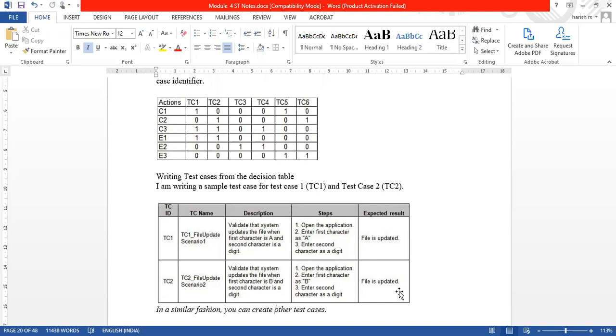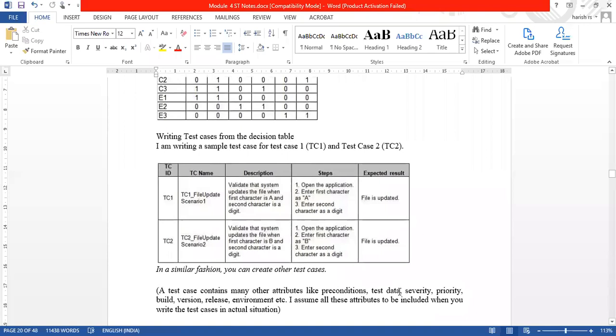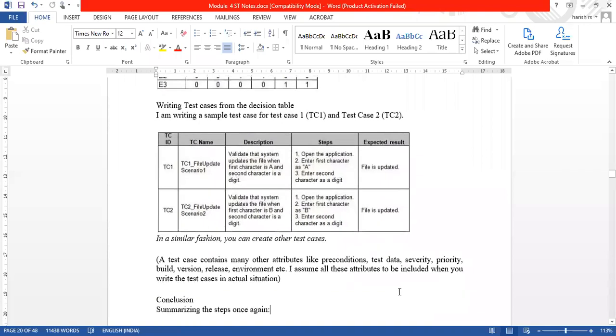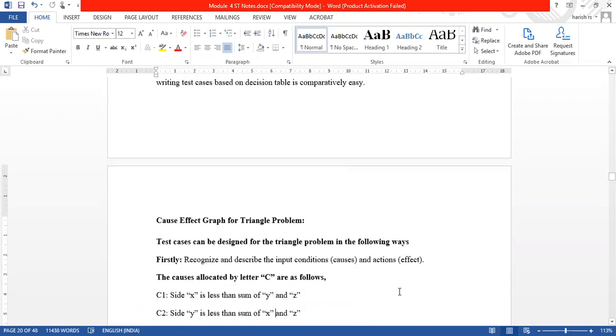So case 1 and case 2 work for E1. Case 3 and case 4 work for E2. Case 5 and case 6 work for E3. So the explanation can be done in a similar way for the other cases. So this is how you will be drawing this one.